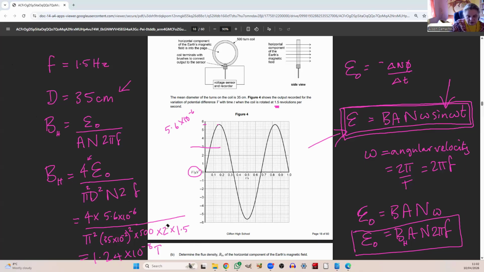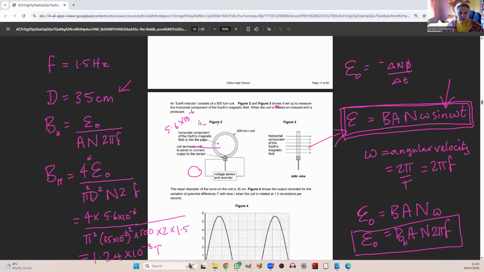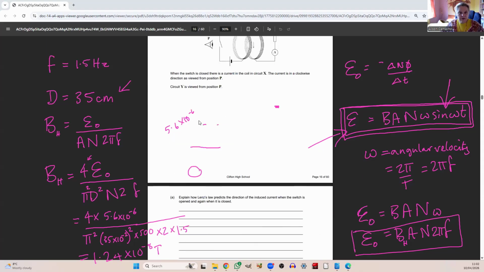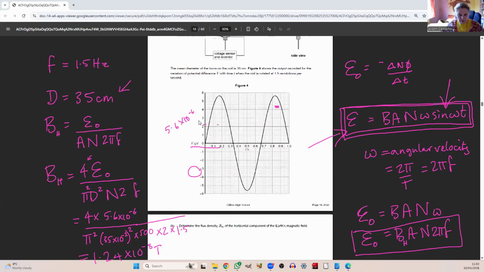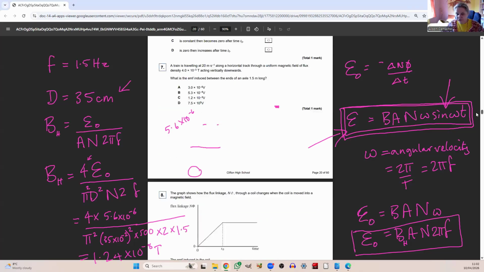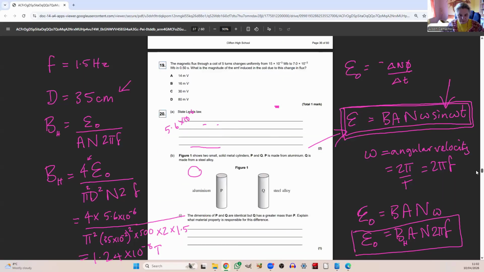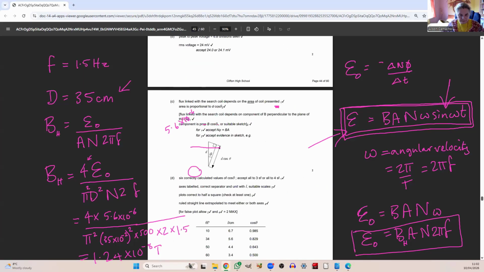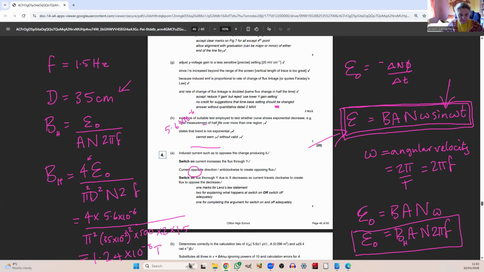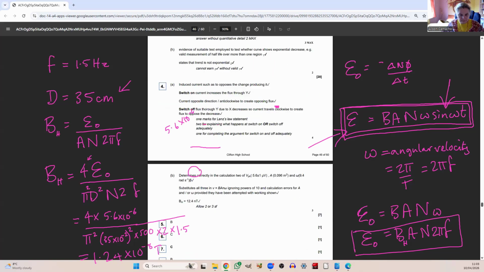I'm going to just quickly go and look at the mark scheme for this. So this was question 4 still, and it was part B. Question 4, part B. Yes, 12.4 nano Tesla. So we were right, because it's just the horizontal component.